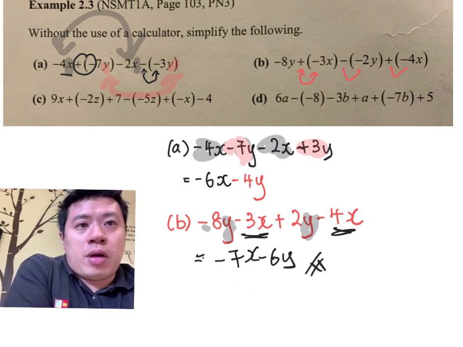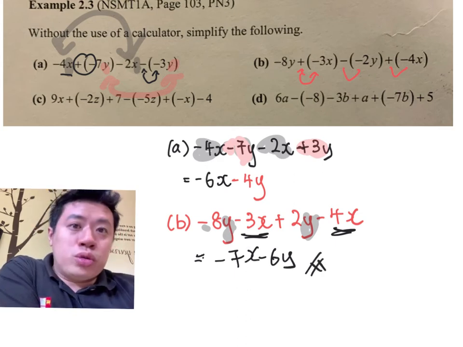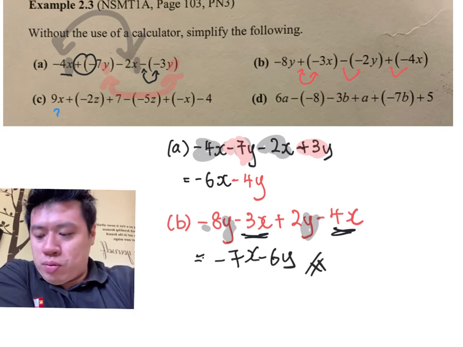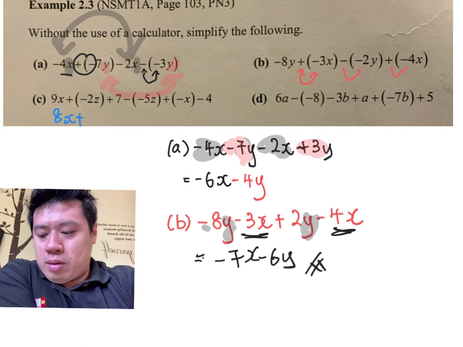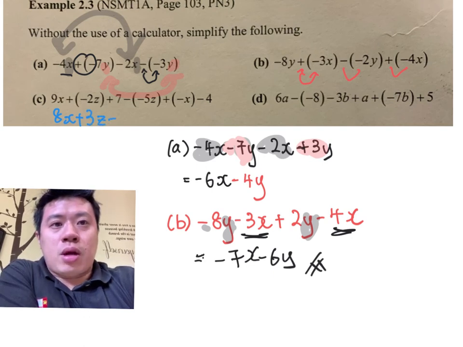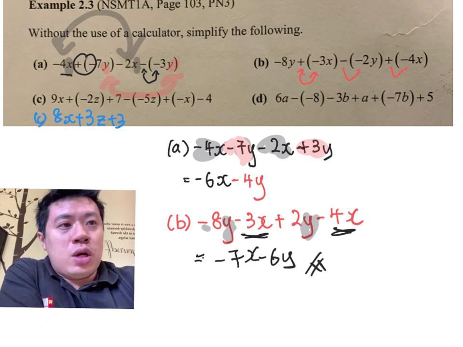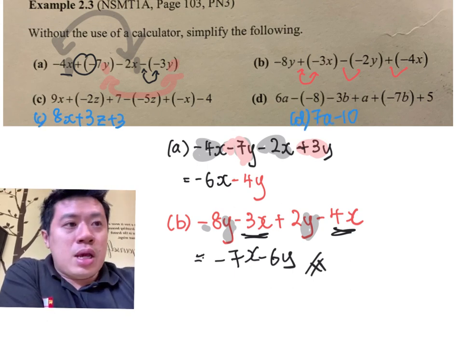I'll probably not go through C and D. I'll leave it for you to look at yourself. The answer for C should be 8x plus 3z plus 3, and the answer for D would be 7a minus 10b plus 13.